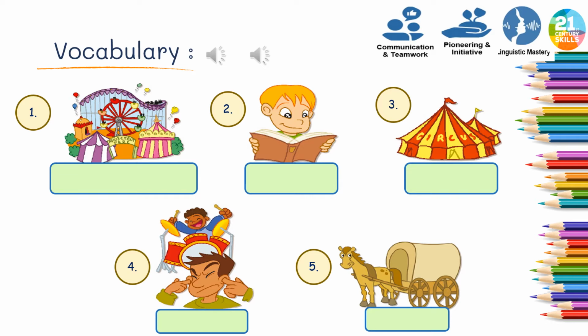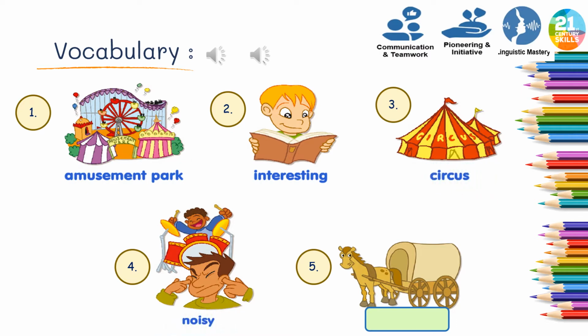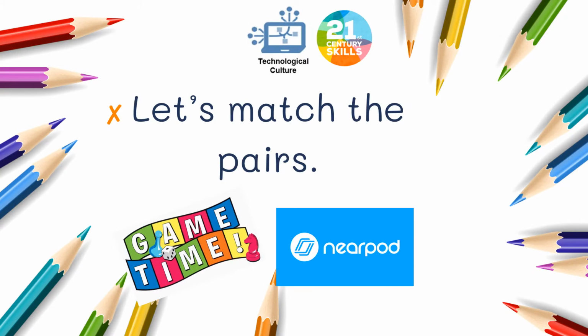Okay, class. We did these words yesterday. Do you remember? What is picture number 1? Okay. Now let's listen and repeat. Amusement park. Interesting. Circus. Noisy. Carriage. Game time. Are you ready?